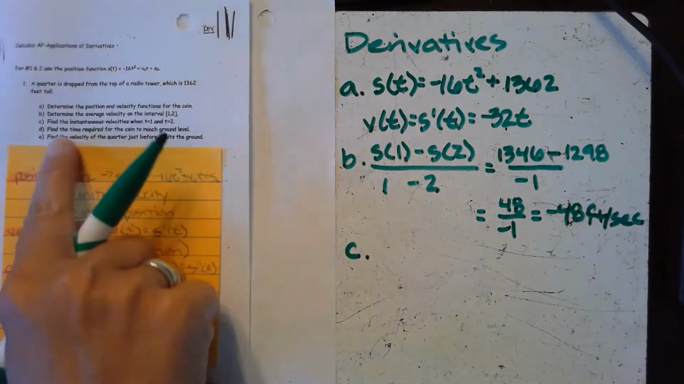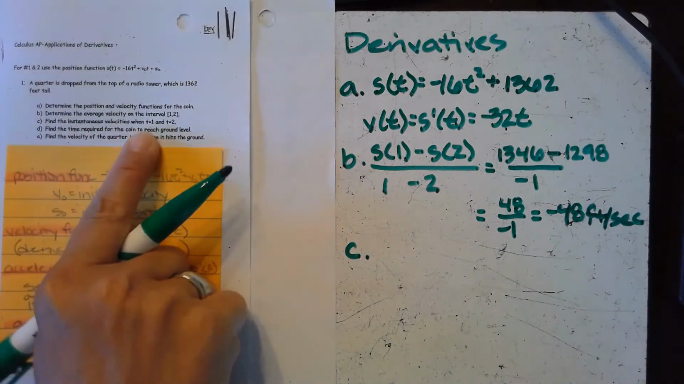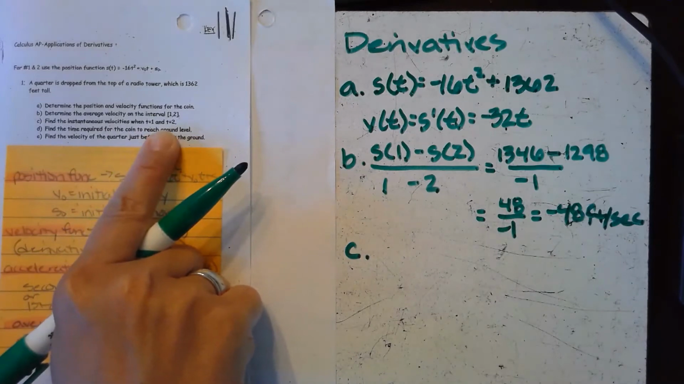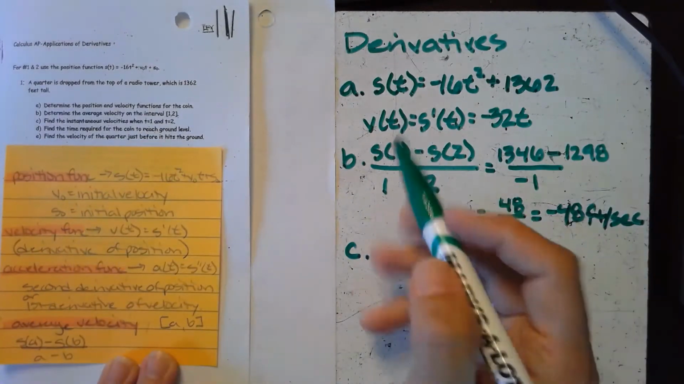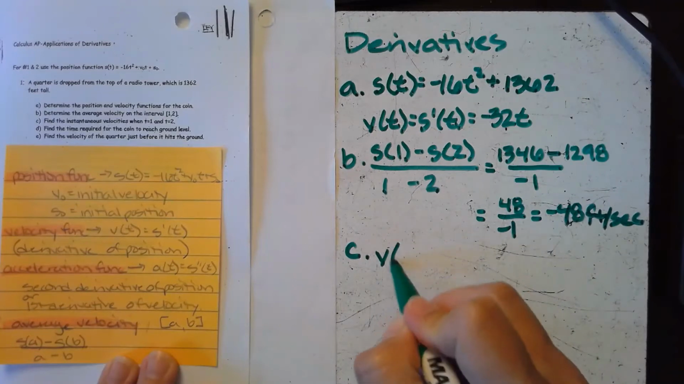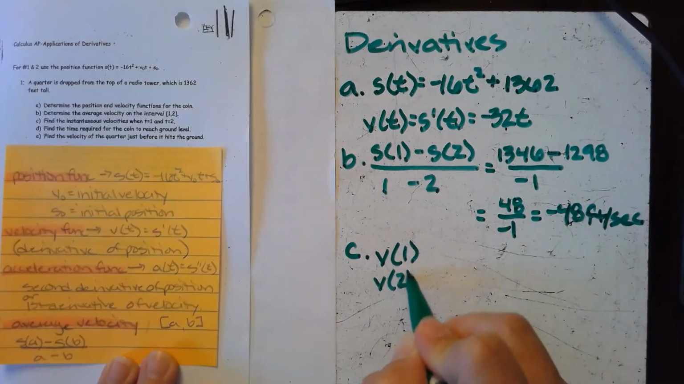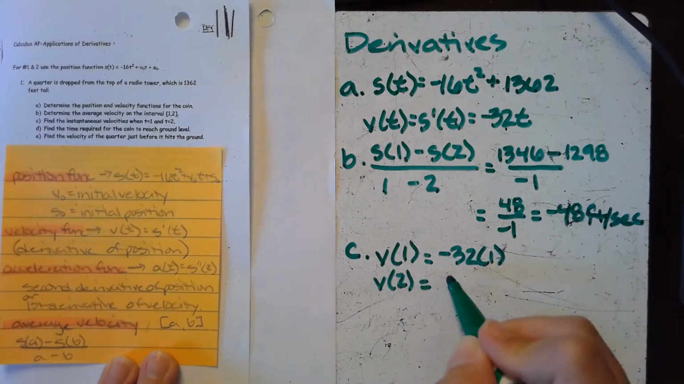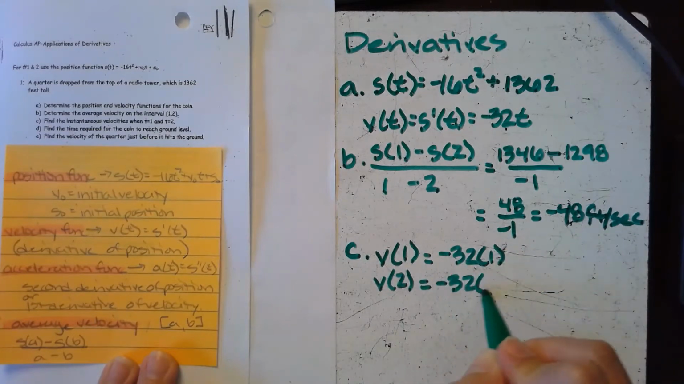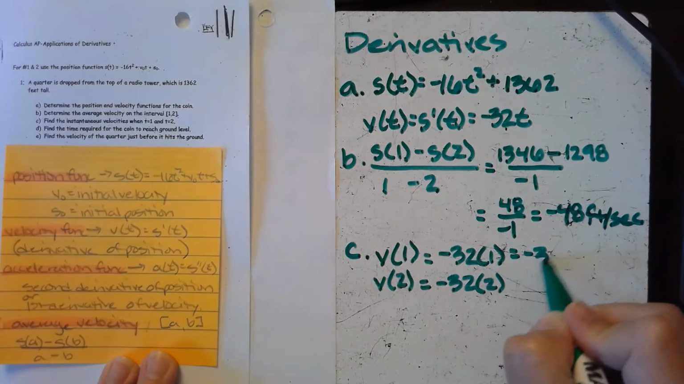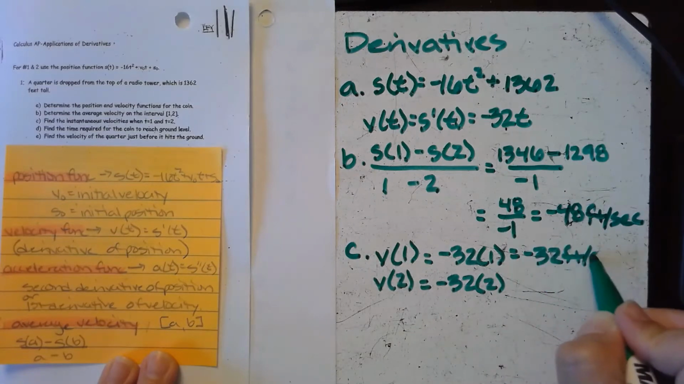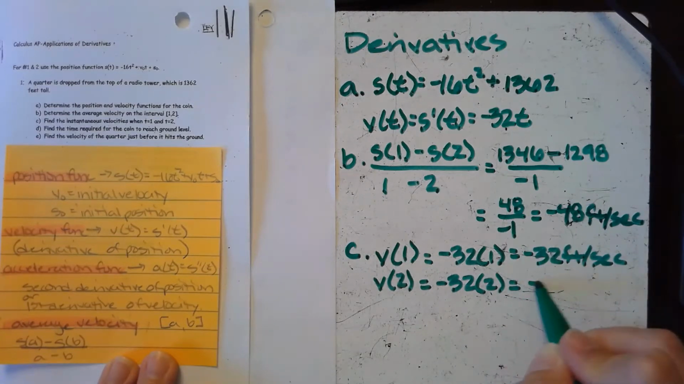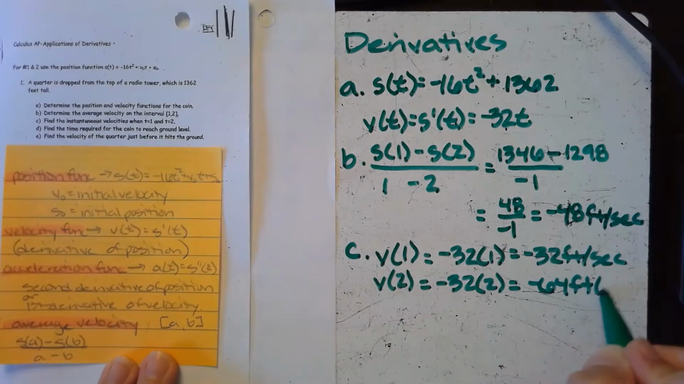Okay, C. Find the instantaneous velocities at t equals 1 and t equals 2. Instantaneous is when we actually plug into the velocity function and find v of 1 and v of 2. So v of 1 is negative 32 times 1, and v of 2 is negative 32 times 2. So this is negative 32 feet per second, and this is negative 64 feet per second.